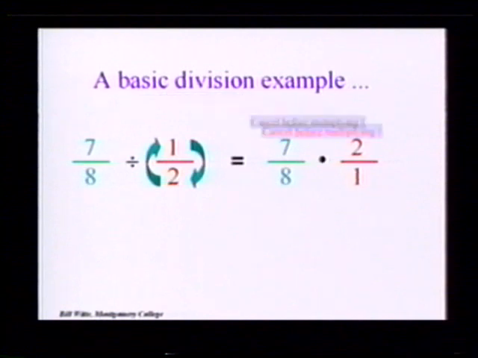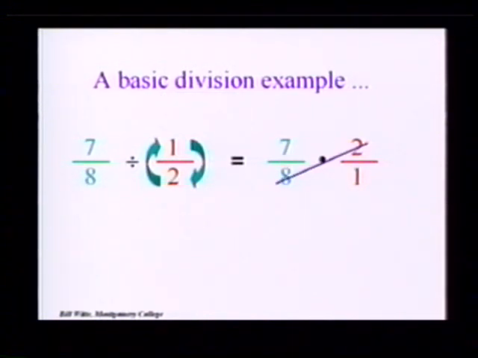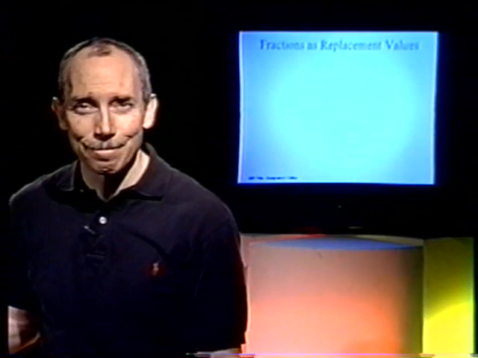But remember, wait a minute, let's cancel before multiplying. Make it easier. Let's see, 2 goes into 2 once, 2 goes into 8 4 times, and now it's easy to multiply. Yes! And it's not so bad. Excellent. Okay?